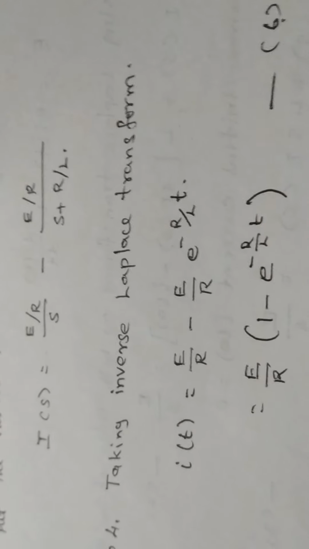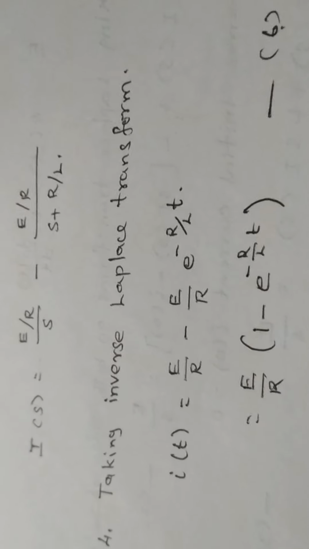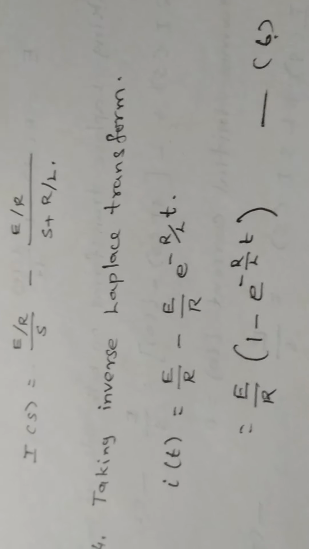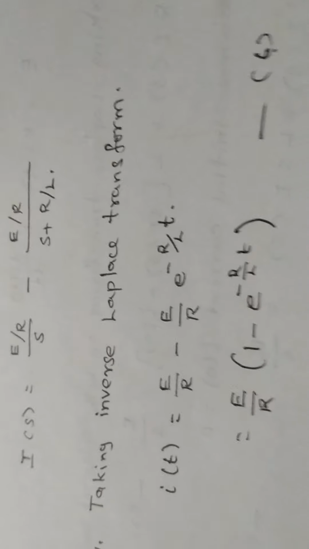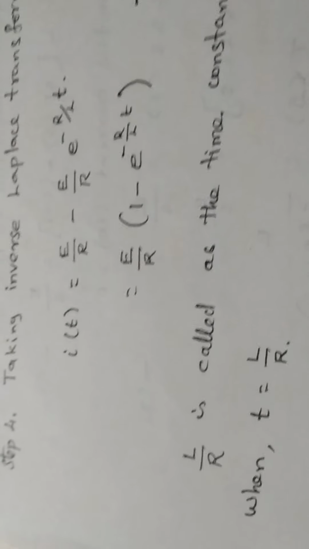e to the power of minus R by L into t. This is E by R into, take that E by R is a common term outside, 1 minus e to the power of minus R by L into t. This L by R is called the time constant of the RL series circuit.